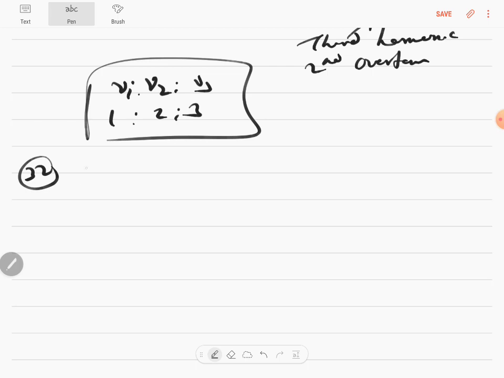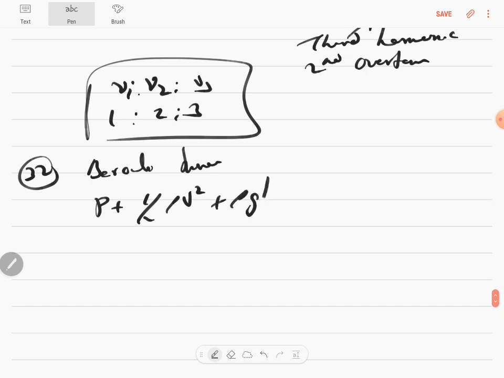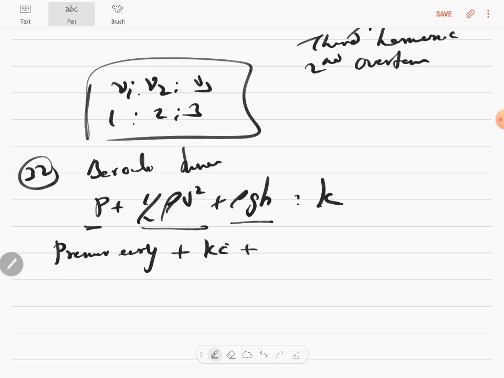State Bernoulli's theorem. What is Bernoulli's theorem? P plus half rho V square plus rho gh is always a constant. They say the pressure. So this is the pressure, this is half rho V square, which is the kinetic energy, and this is the potential energy. So then they say the pressure energy plus kinetic energy plus potential energy per unit volume of an ideal fluid.